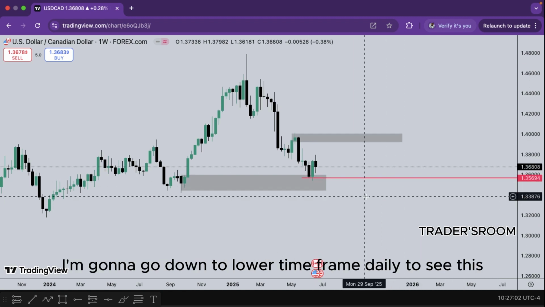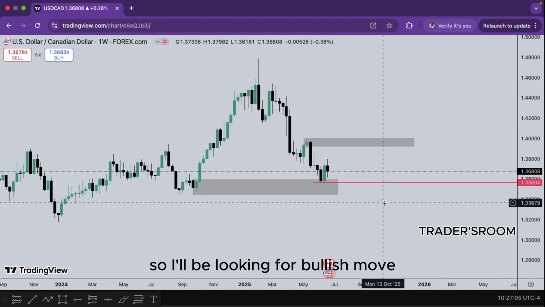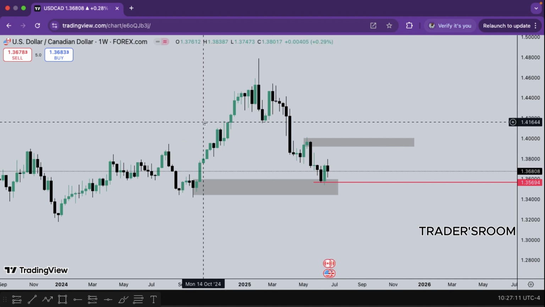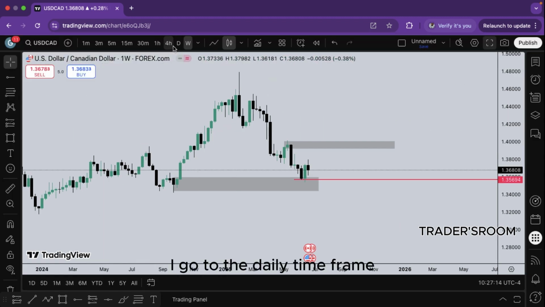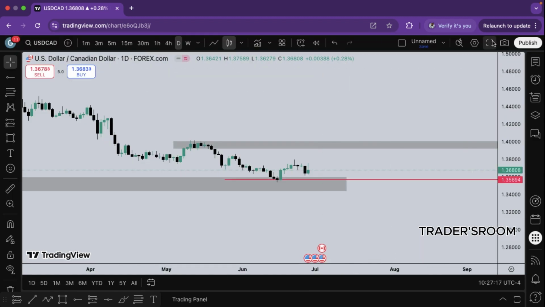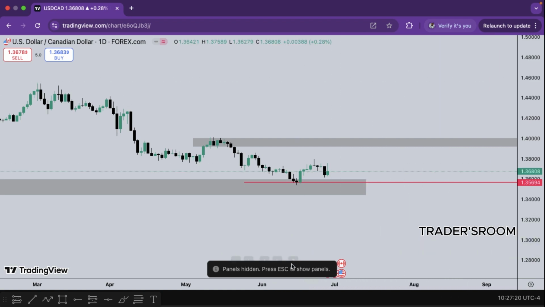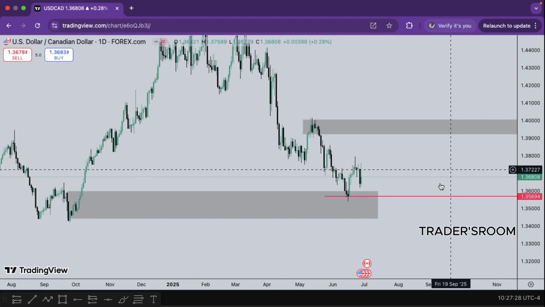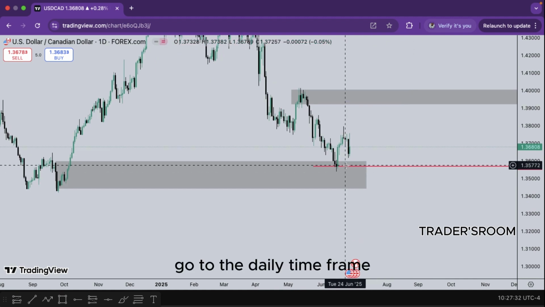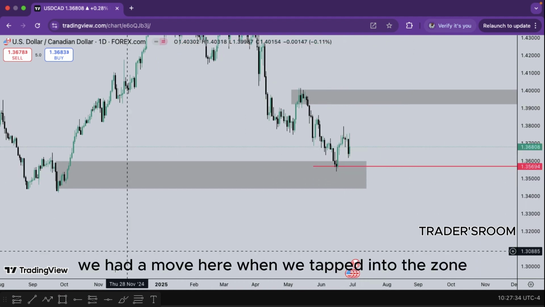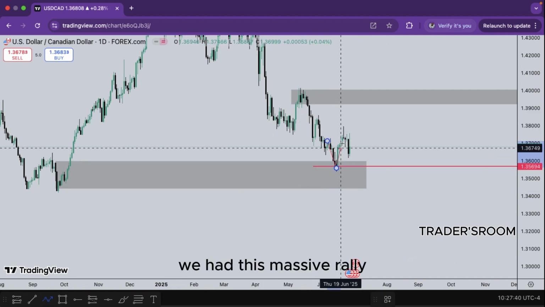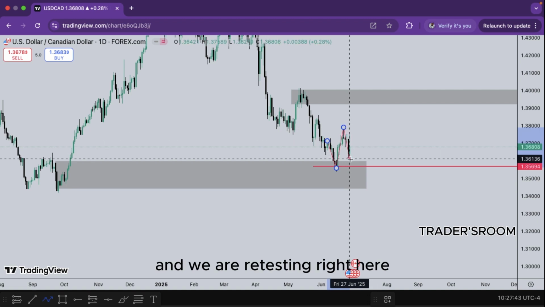Okay, I'm gonna go down to the lower time frame, daily, to see this. So I'll be looking for a bullish move. Check the daily time frame. Okay. This is what we had. We had a move here when we tapped into the zone. We had this massive rally, and we are retesting right here.